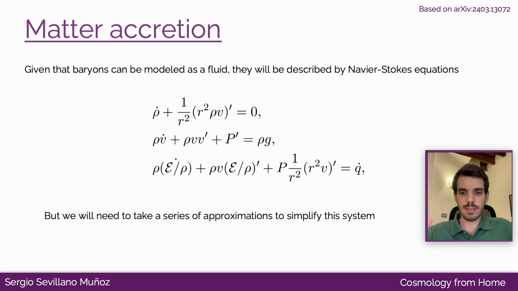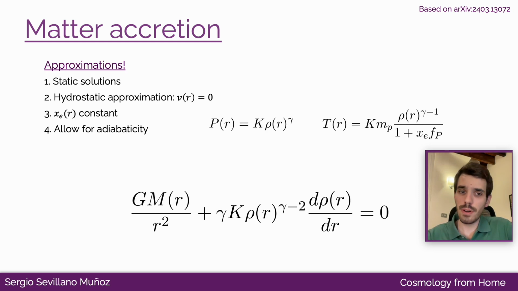All of this, we are going to map it using some kind of fluid. For that, we have to use Navier-Stokes equations, and as you may understand, we cannot solve these equations exactly. In order to be able to solve the system, we need to take some approximations, and these approximations are the following. First, we assume that we are going to study a static solution. Then we will also take the hydrostatic approximation, which means that in these stable solutions there are no flows of matter.